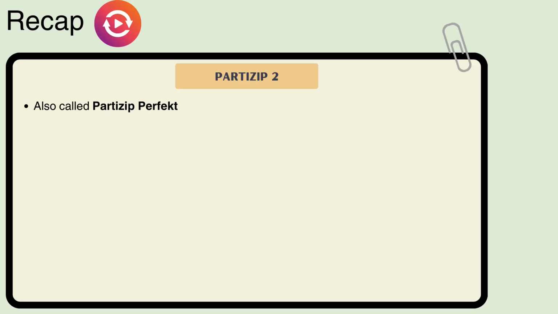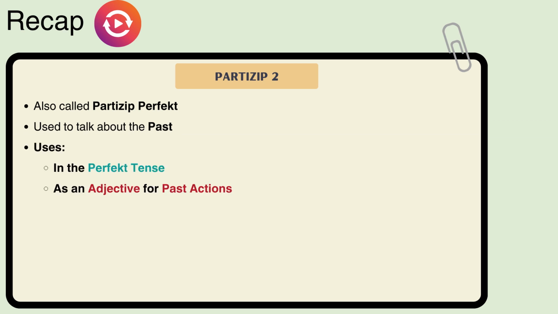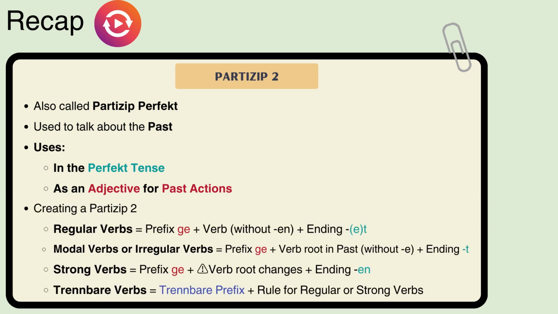Now let's do a recap. Partizip 2 or Partizip Perfekt is a verb form which is used to talk about the past. It is most commonly used in the perfect form or as an adjective about actions which have already taken place. It is created differently for regular verbs and irregular verbs. For regular verbs, it is created with the prefix ge and ending t or et. In case of irregular verbs, it starts with the prefix ge and ends with the ending en. However, the root verb changes.